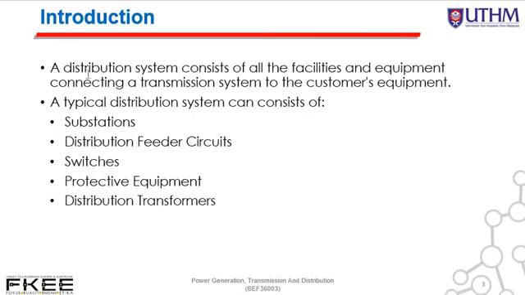A distribution system consists of the facilities and equipment such as substation, distribution feeder circuit, switches, protective equipment, and distribution transformer that connect a transmission system to the customer's equipment. It is the part of an electric system right after the transmission line system that is dedicated to deliver electric energy to an end user.